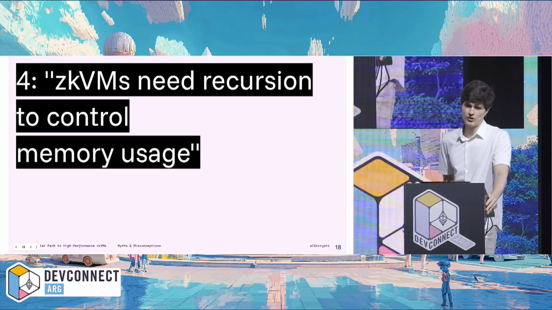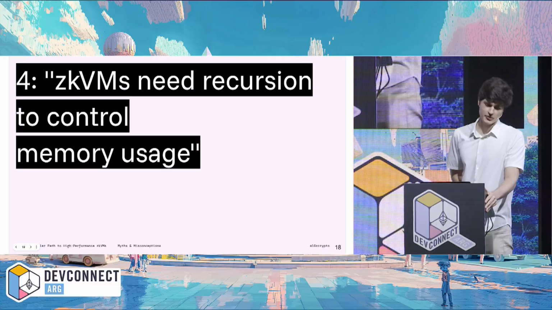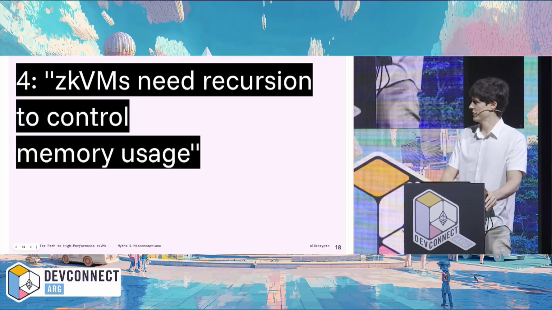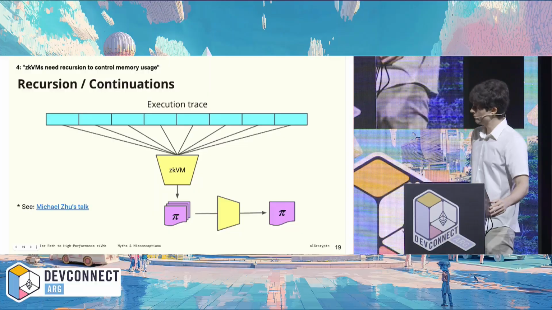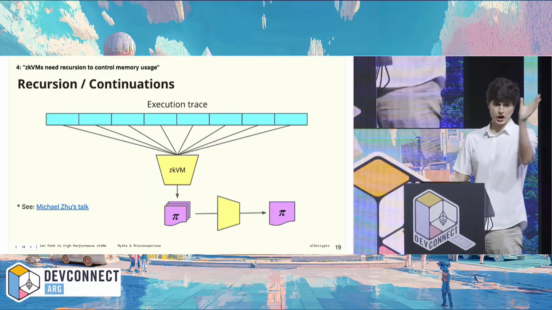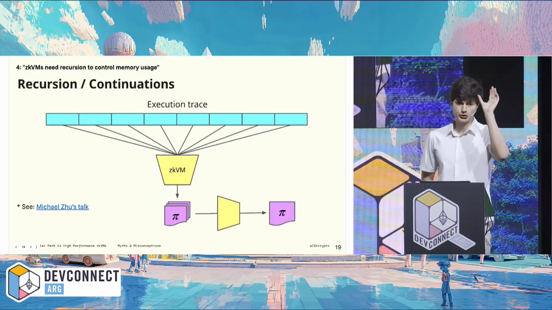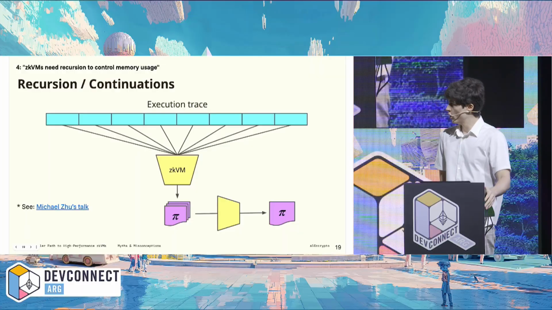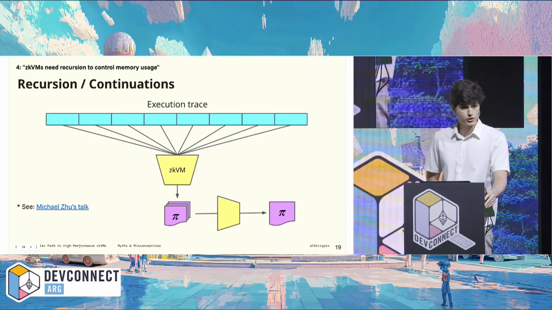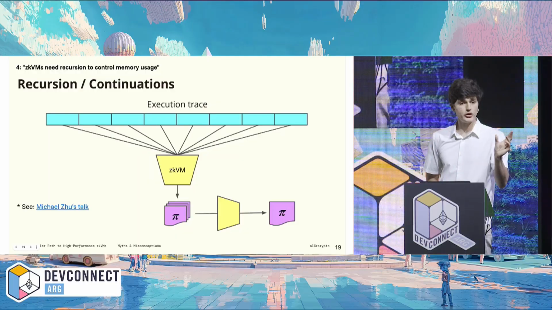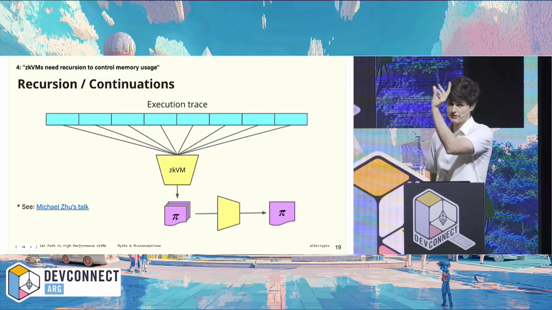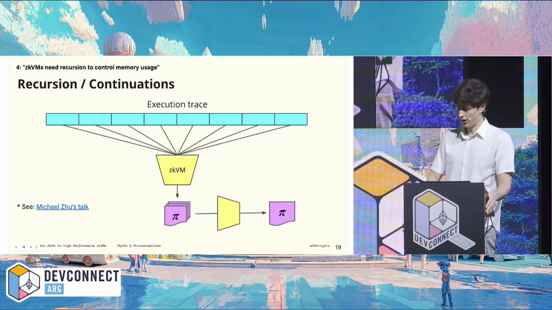OK, so the second largest source of bugs, arguably, is that of recursion. So let's talk about recursion. What do people do today to control memory in a zkVM? Well, you have this big execution trace. You chunk it up into a bunch of pieces, and then you prove each piece independently. Once you prove each piece independently, you have to aggregate them, and then you get this final proof. You also have the burden of having to prove the memory consistency between each of these chunks. Now, why does this suck?